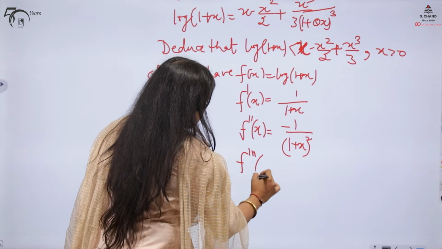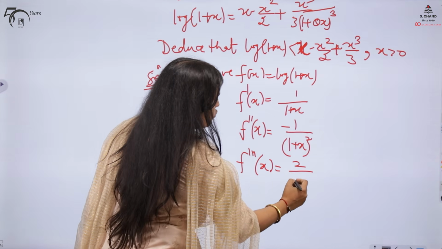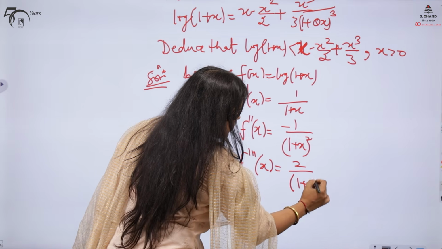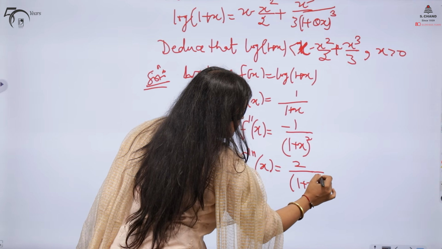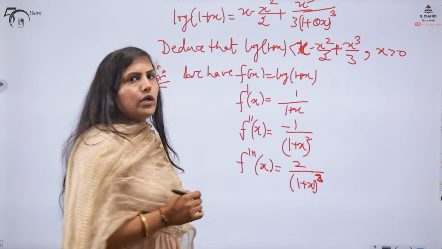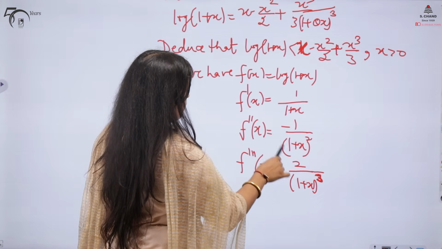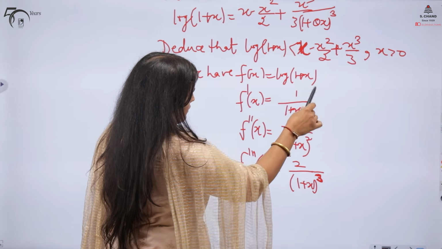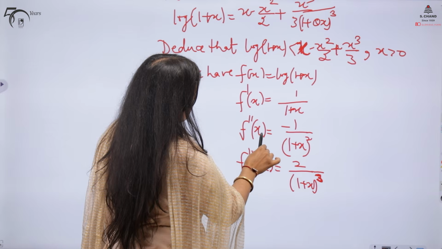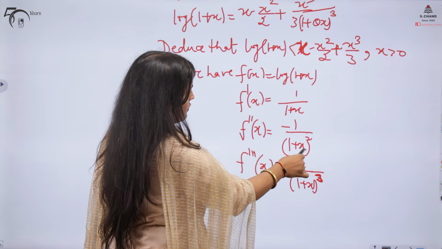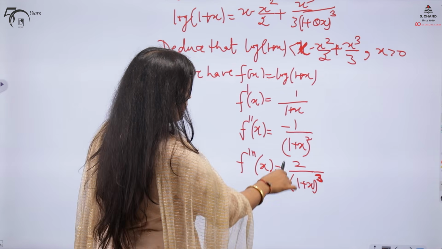Now, the third derivative. The third derivative will be, derivative of minus 1 upon x square, that is 2 upon 1 plus x whole cube. You can apply the quotient rule, or simply use the standard formula directly. Now, these are the derivatives. You can see easily your x is greater than 0. So, there is no issue, your first derivative and second derivative are continuous because x is greater than 0. There is no point where these derivatives can create a problem.